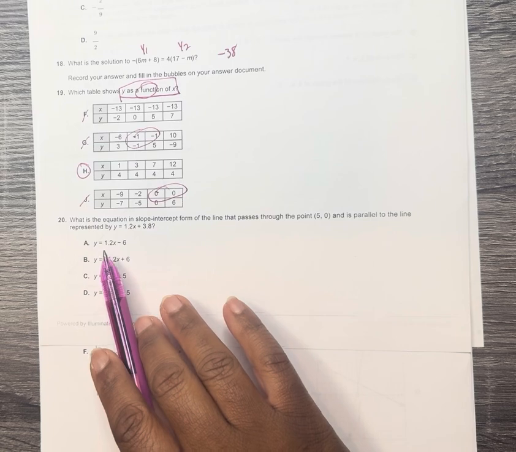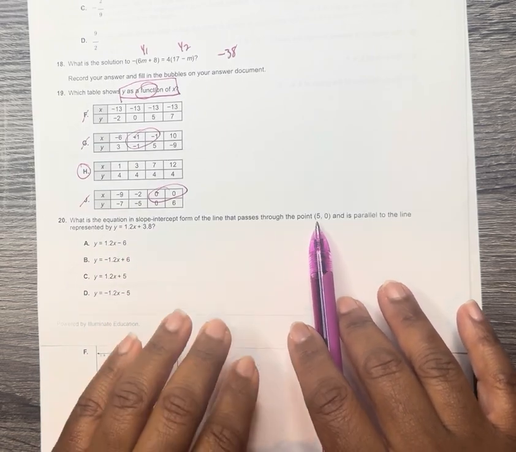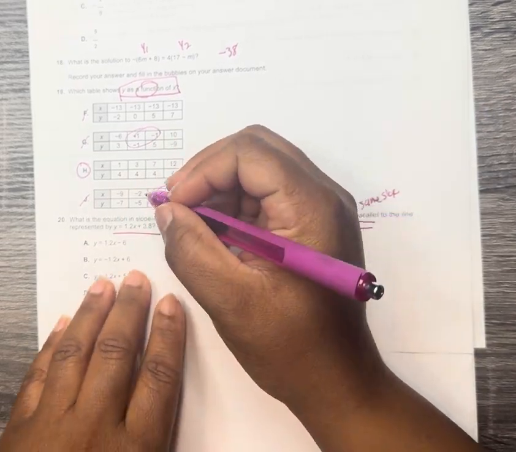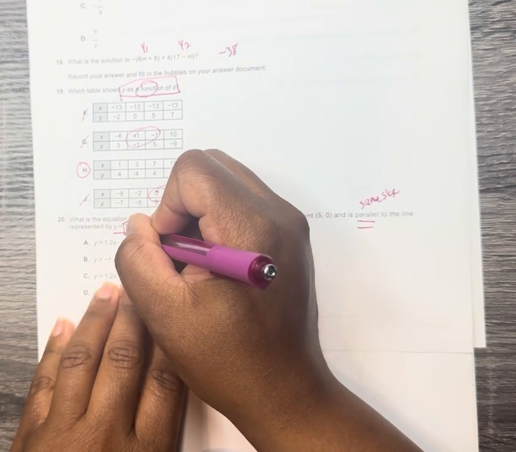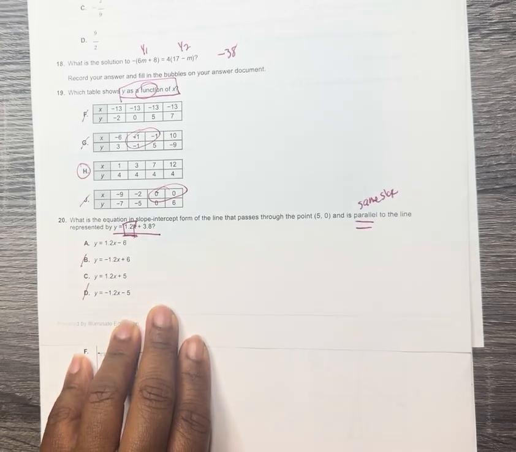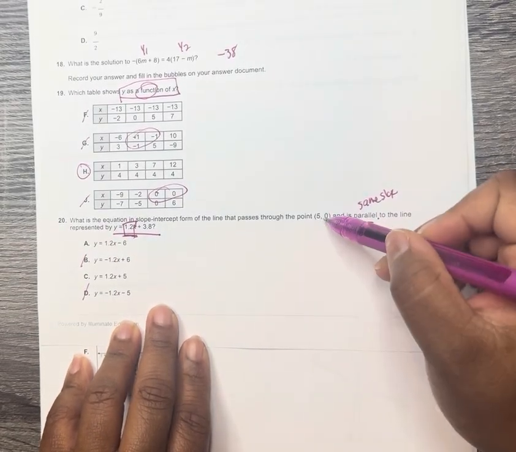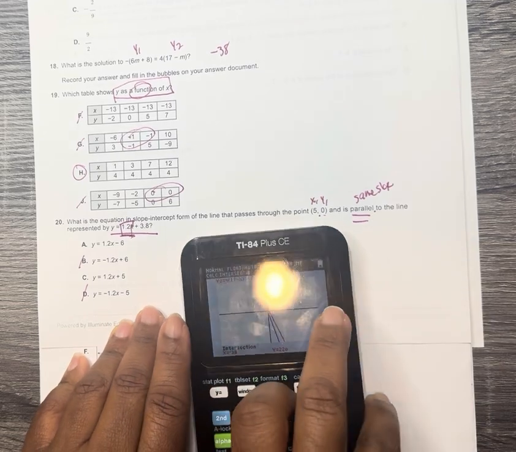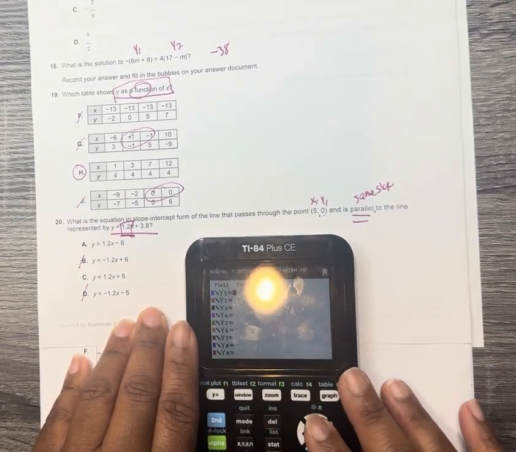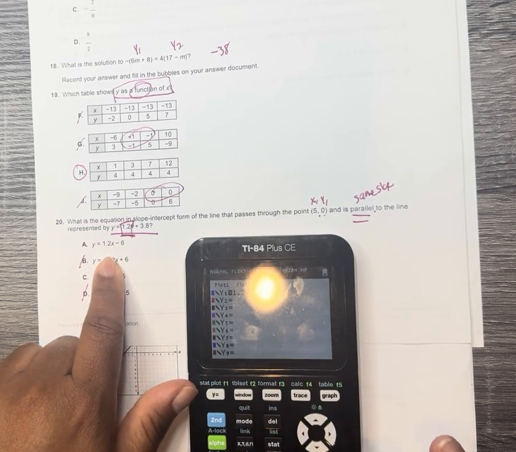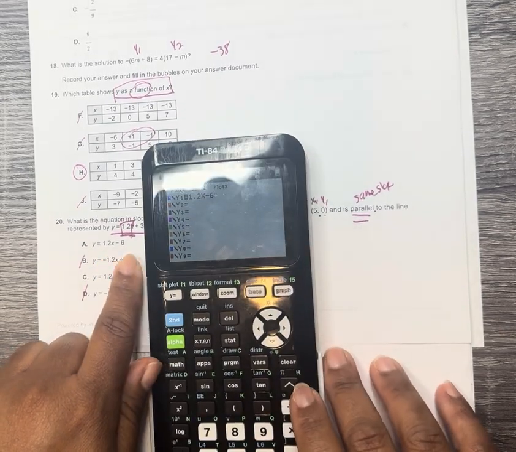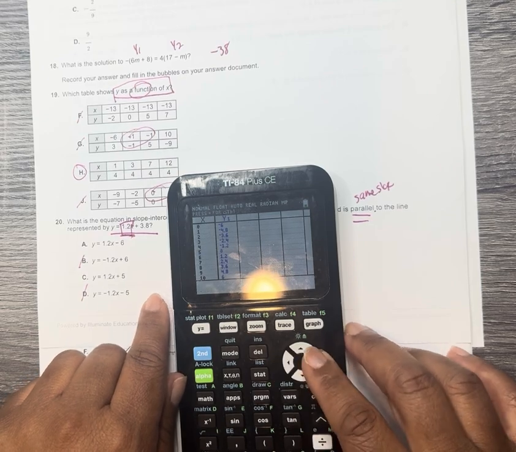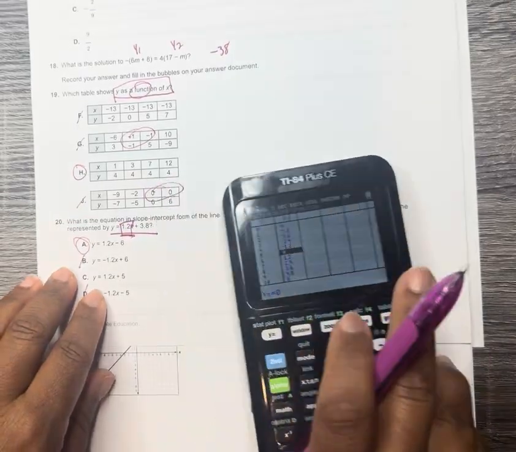If we look here at 20, it says, what is the equation in slope-intercept form of the line that passes through the point (5, 0) and is parallel, that means same slope, to this one? Now remember, this is slope-intercept form, so that means 1 over 2 is the slope. So anything that's not 1 over 2 can't be the answer because we need it to be parallel. If it's passing through the point (5, 0), that is our x1, y1. So we could plug this into our point slope form, or just go in your calculator and check it. Put in 1/2x minus 6. And we're going to press second graph to see if the point (5, 0) is there. And look, it is there, which means that A is our answer, not C.